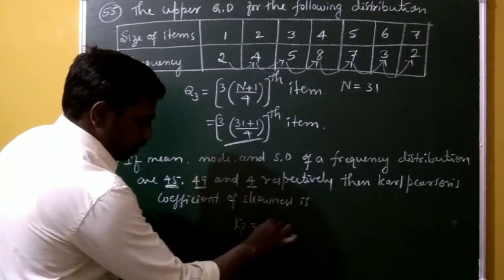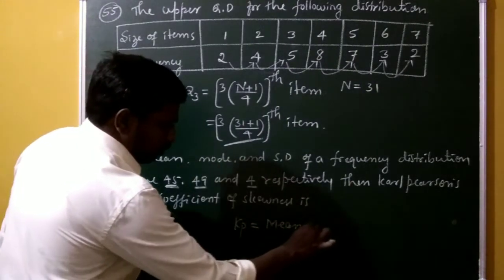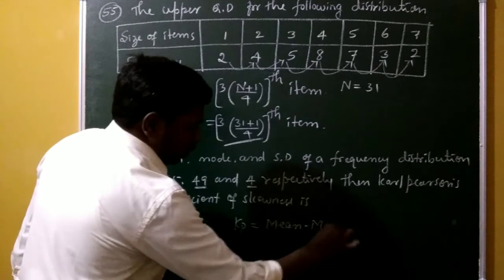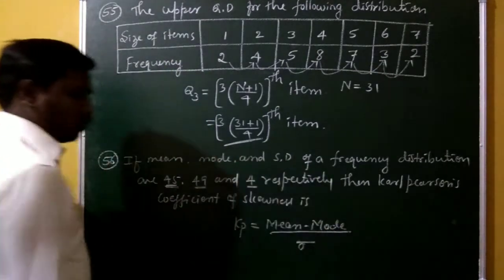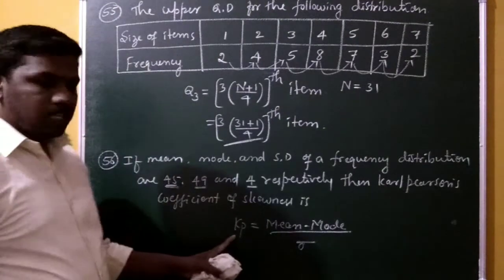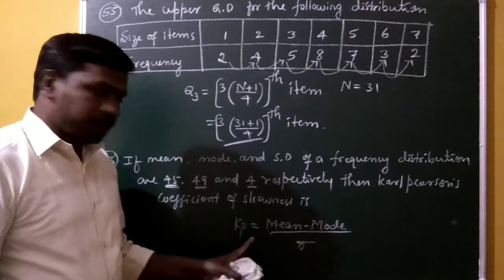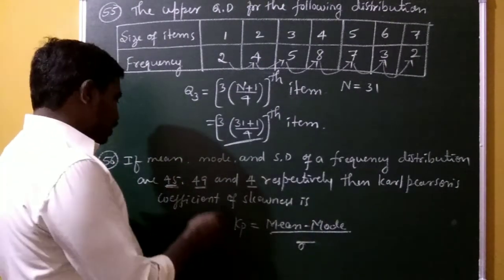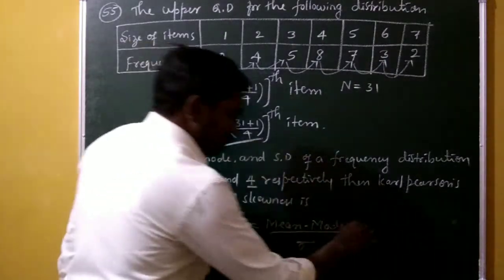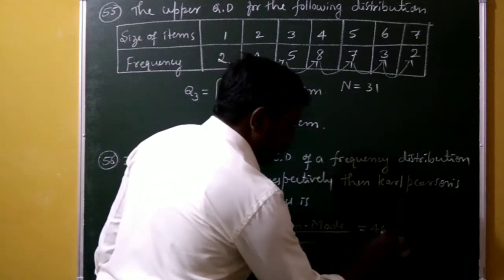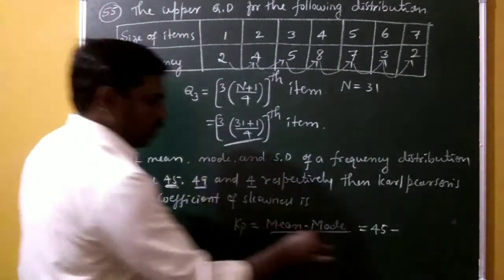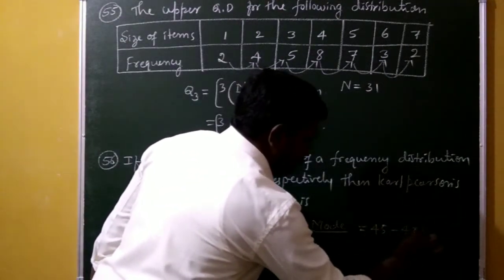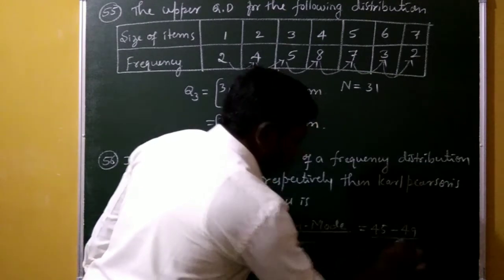mean minus mode divided by standard deviation. So this is the definition of the Karl Pearson coefficient. The mean is given as 45, and the mode is given as 49, divided by the standard deviation.